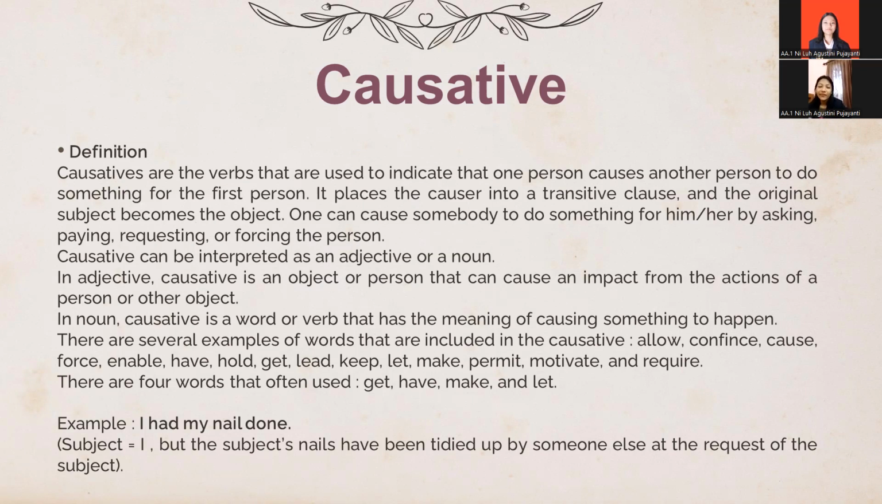So here is the example. I had my nails done. In the sentence, there is a subject, namely I, even though the sentence states that an event has occurred to the subject. The subject doesn't actually do it. What does it mean? The subject's nails have been tidied by someone else at the request of the subject.